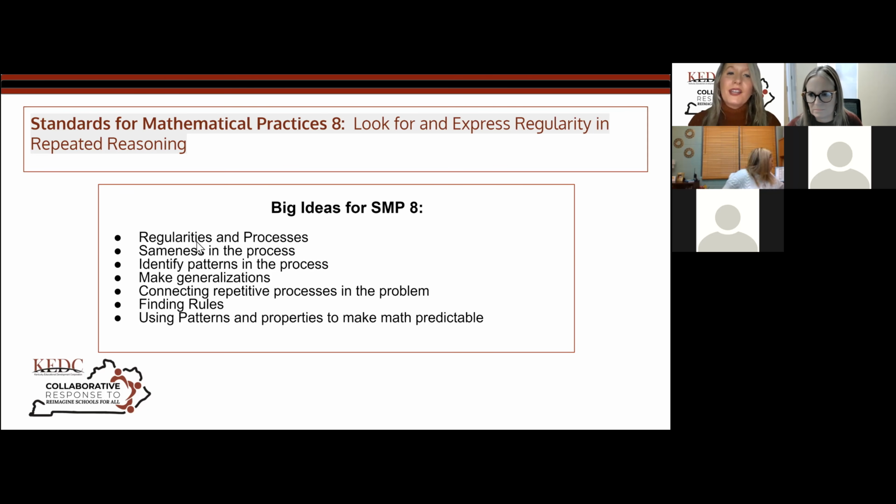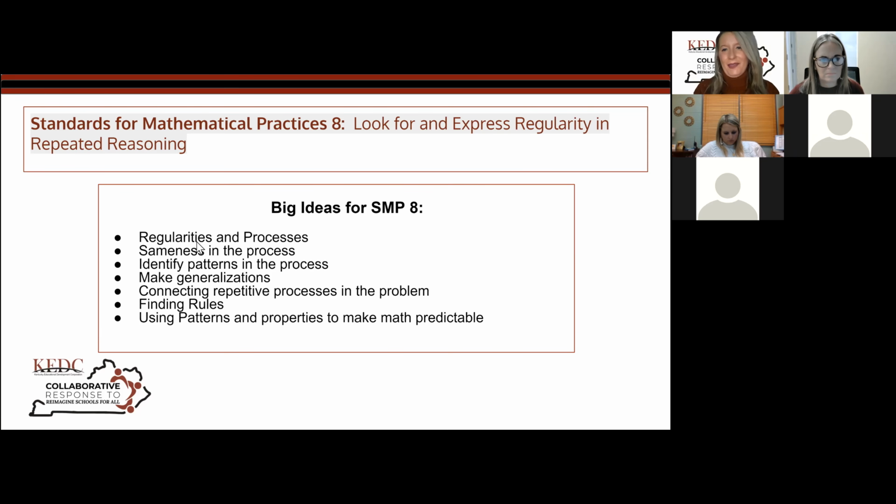This is where it's okay to use those shortcuts when we can identify patterns and processes, but we don't want to take those mathematical shortcuts until we can speak that language. We want them to look for regularities in our processes, look for sameness, find rules, and use patterns and properties to make math predictable. If we can just make math predictable, wouldn't it be a wonderful thing for our students? And giving them that power to do that.